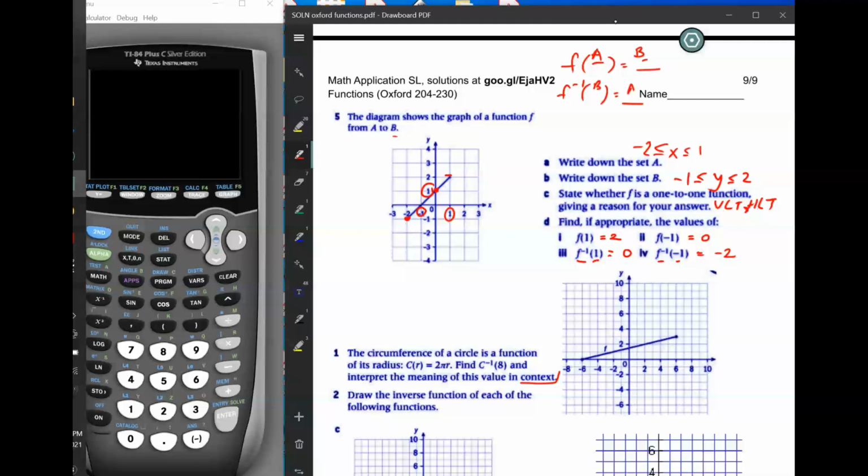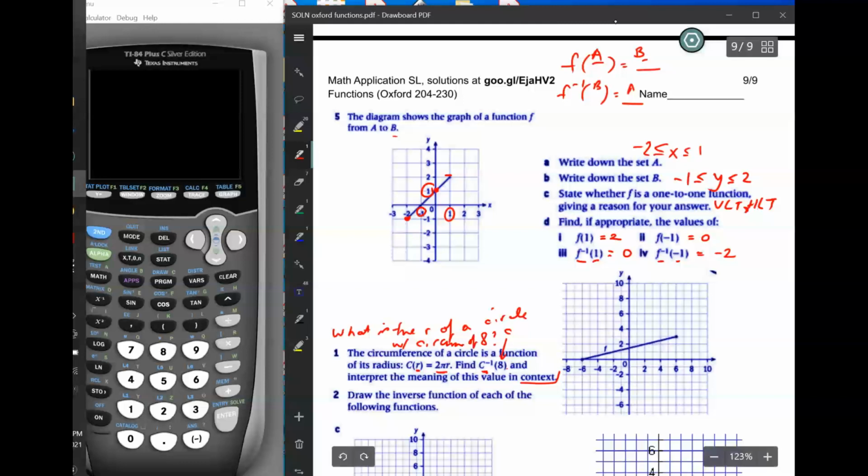Okay, so remember that here we have the input of r and we have the output of the circumference. So if we have an inverse function C, the output becomes the input. So this is actually a circumference, and out should come the radius. So the meaning of C inverse of 8 is: what is the radius of a circle with a circumference of 8?